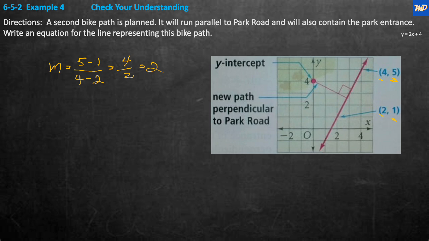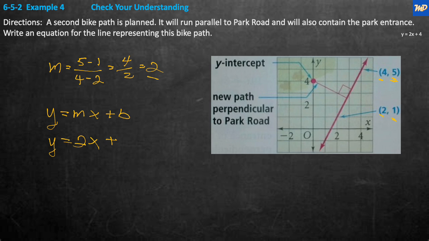So what's going on here now? We want a line parallel. So do we need to get the inverse of this? No, you only need the inverse when you're doing perpendicular lines. So we now know the slope, and we want to write an equation for the line representing the bike path. The way to write that is y equals mx plus b. Now let's fill it in. So y is equal to, what's m? M is the slope. What's the slope? It's 2. 2x plus, what's b?